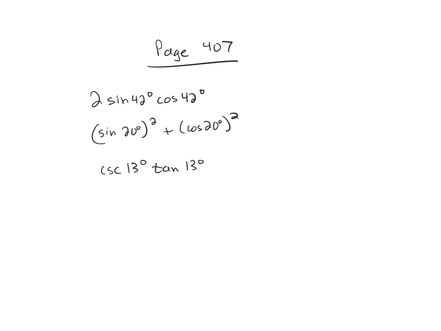And last comment about this last one, if you're asked to find the cosecant of 13 degrees, remember that that's the same as 1 over the sine of 13 degrees. And then you would take that times the tangent of 13 degrees. So you might have to do these different pieces and write them down and then multiply or do whatever you're supposed to do.